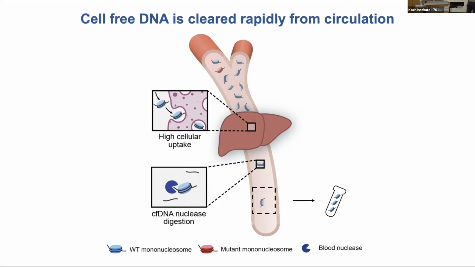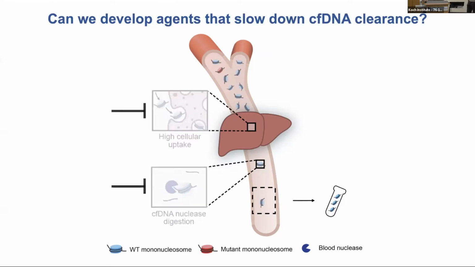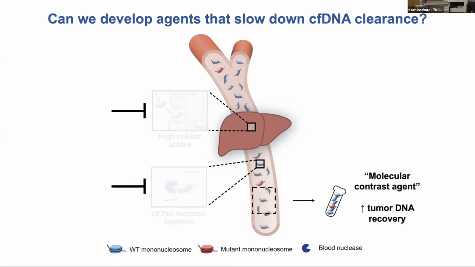And this leaves very little material for us to detect from a blood draw. So for this work, what we asked is whether we could develop agents that could slow down cell-free DNA clearance such that we would have a buildup of material in blood and by extension be able to recover more tumor DNA for analysis. And this is where we coined the term of molecular contrast agent, because these agents allow you to detect molecules that were otherwise invisible prior to using these agents.